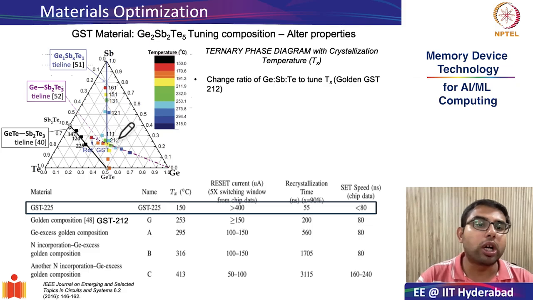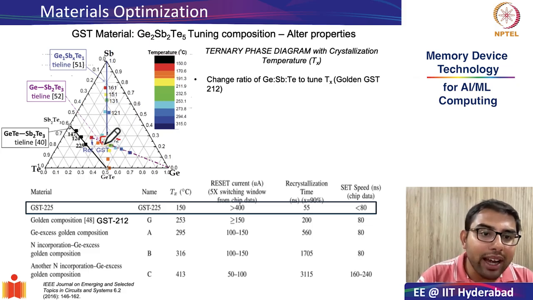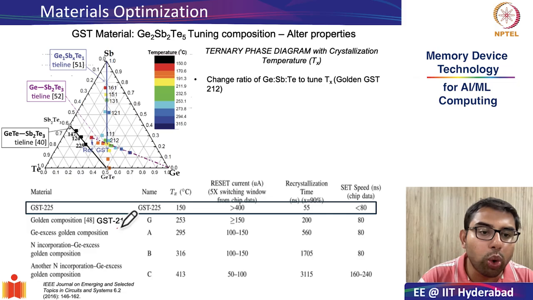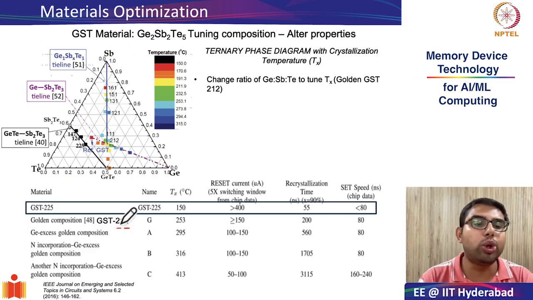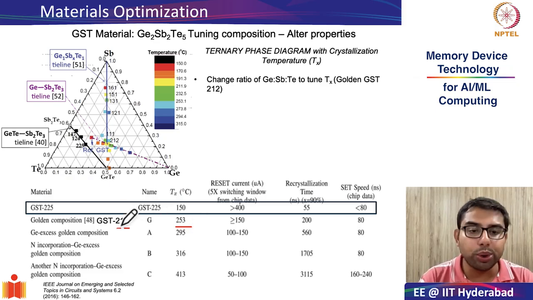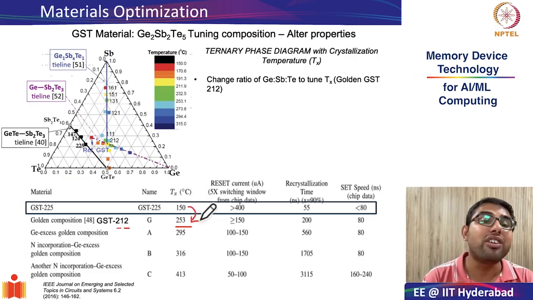So what people found out is, right in the middle of this equilateral triangle in between tellurium and germanium, so equal parts of tellurium and germanium, 2 and 2, and 1 part of antimony. So GST 212 has very nice properties when it comes to the crystallization temperature. By changing GST 225 in composition to GST 212, you can change the crystallization temperature by almost 100 degrees. You can increase the crystallization temperature from 150 to 253 degrees.